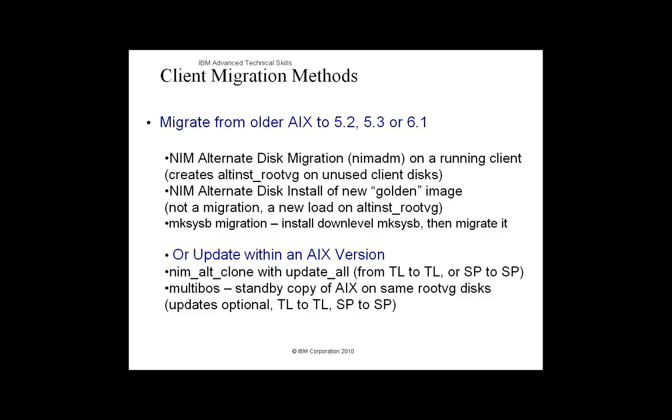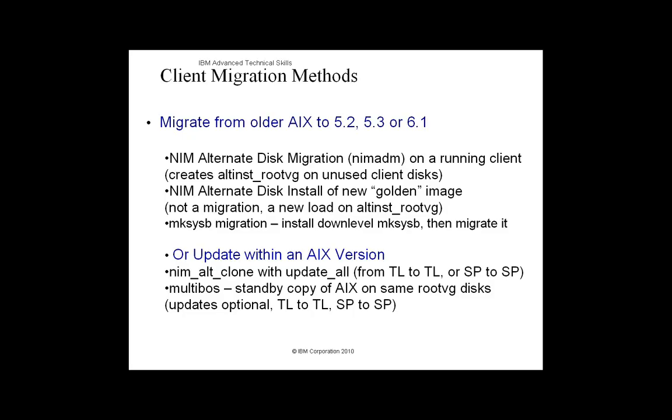Sometimes people don't really want to migrate. They just want a new golden image at the new level. I can make a new mksysb image, and I can alternate disk install that mksysb. It does create an alt_inst_rootvg with the new mksysb. It's just not an exact migration of what you have in root VG. Still preserving root VG.